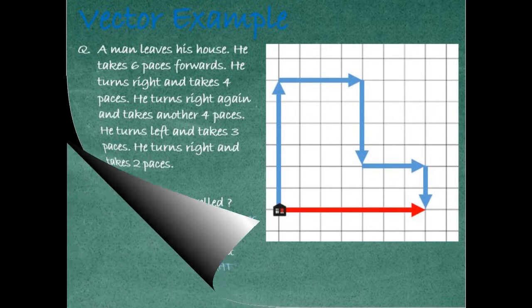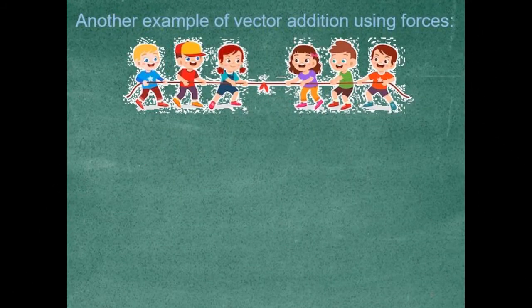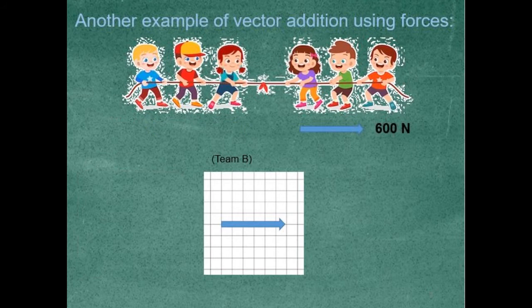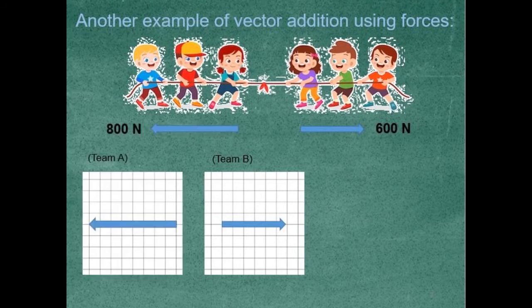Direction is important. Yet another example, this time a group of students playing tug of war. Group A are pulling to the left with a force of 800 newtons, represented by a line 8 squares to the left. Group B are pulling to the right with a force of 600 newtons, and this time the line is 6 squares to the right.